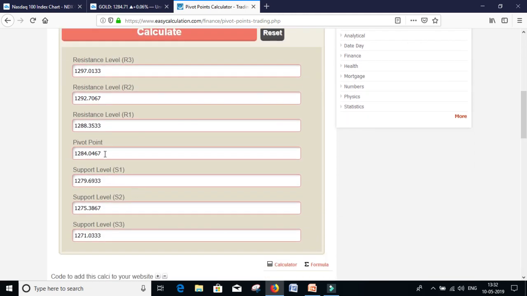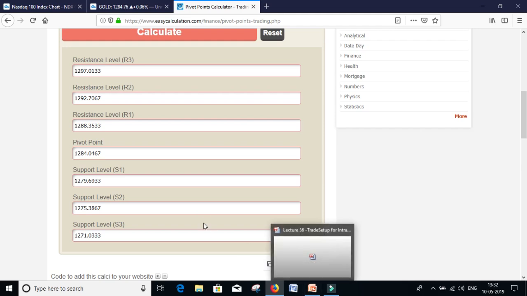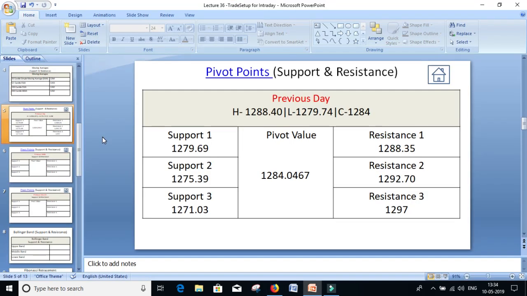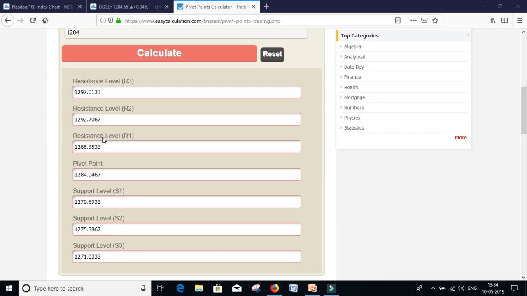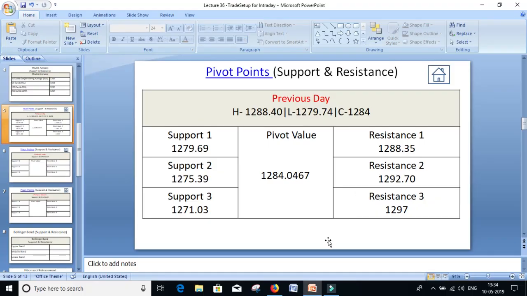Now we put those figures into our calculators. So now we put the figures that are computed in the calculator into the spreadsheet. The spreadsheet is already open at that point.